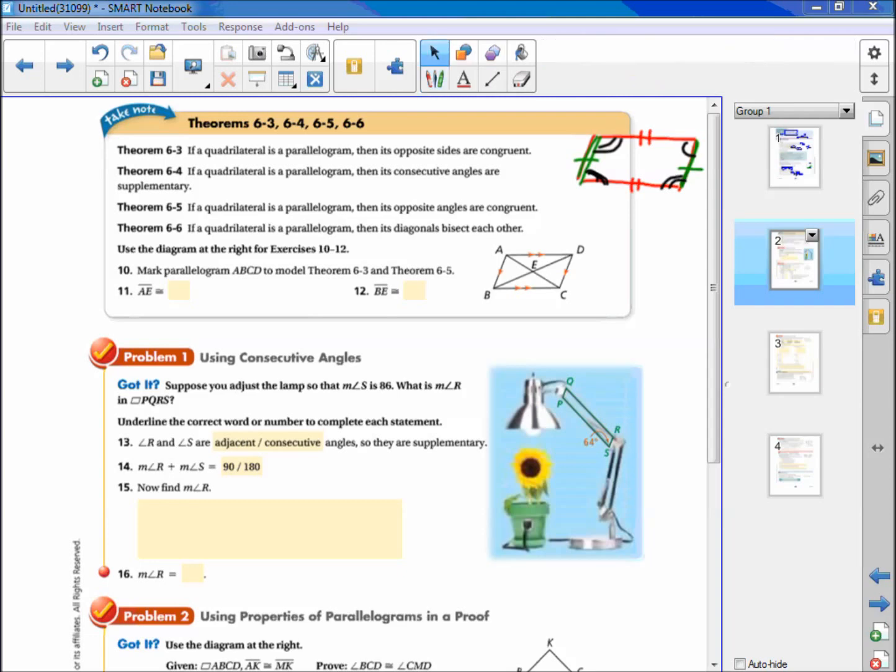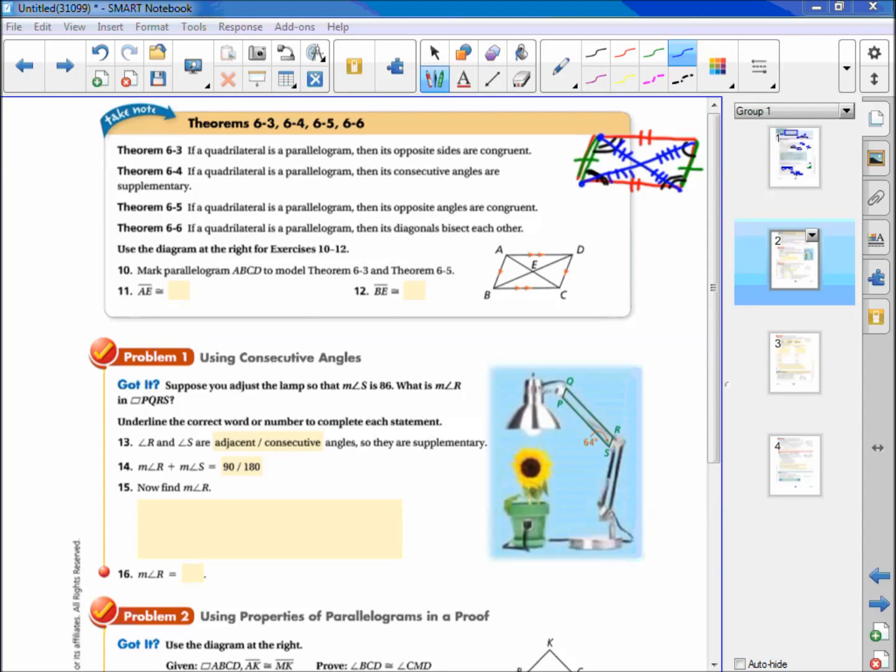So this is something new we haven't seen before. The diagonal goes from one corner across the polygon to the other, and the same with over here. And they're supposed to bisect each other. So this length should be equal to that one, and this length should be equal to that one.